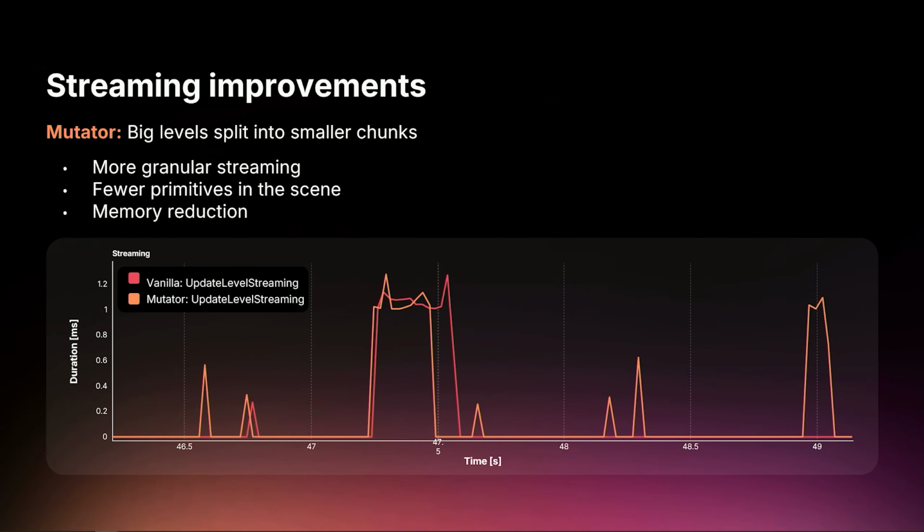With mutators, we increased streaming granularity. This means we split the big chunk we had in the middle of the graph into smaller sections that we stream in different frames. But we split them not only into smaller chunks, but we also stream in different physical spaces. So they are split in frames and by physical distance.